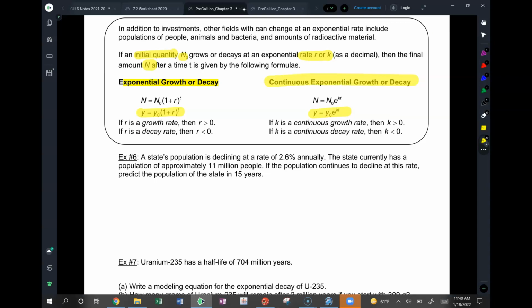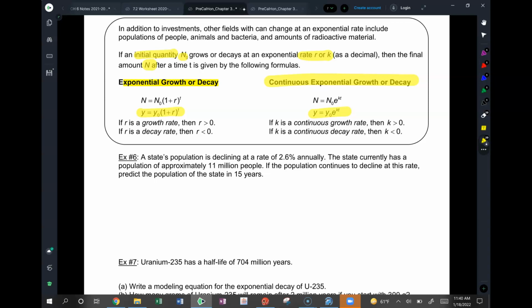Okay, so listen. Usually we use r when it's not continuous for the rate. When it is continuous, we use k. And we're going to use the formulas as they are. Just know that if something is a growth, then r and k will end up being positive. And if it's decay, they'll end up being negative. But you're not going to artificially do that. It'll just come out in the math.